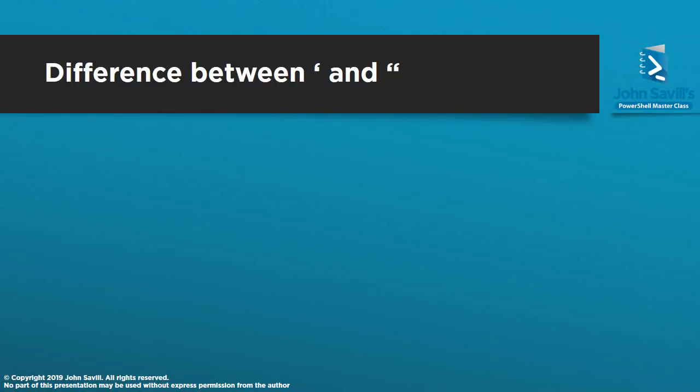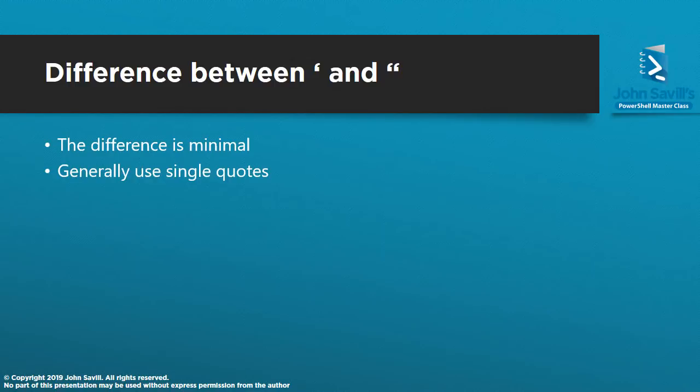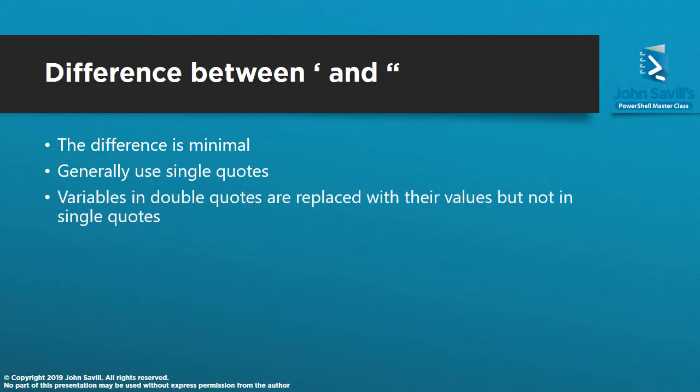Additionally, sometimes you'll see single quote and sometimes you'll see double quote. And the difference is pretty minimal. Generally, we're going to use single quotes. However, if I have a variable, well, in a double quote, it will actually get replaced with the value. This will not happen in a single quote. I can also do certain types of delimiting within a string.